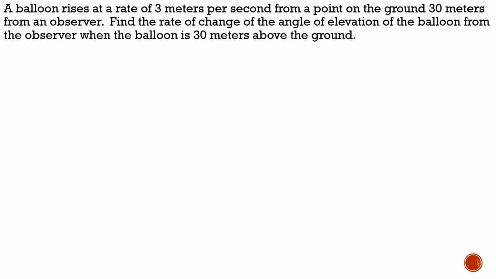A balloon rises at a rate of 3 meters per second from a point on the ground 30 meters from an observer. Find the rate of change of the angular elevation of the balloon from the observer when the balloon is 30 meters above the ground.